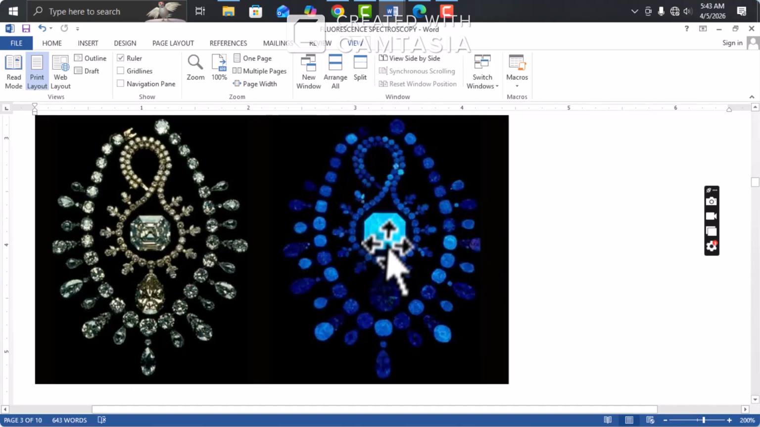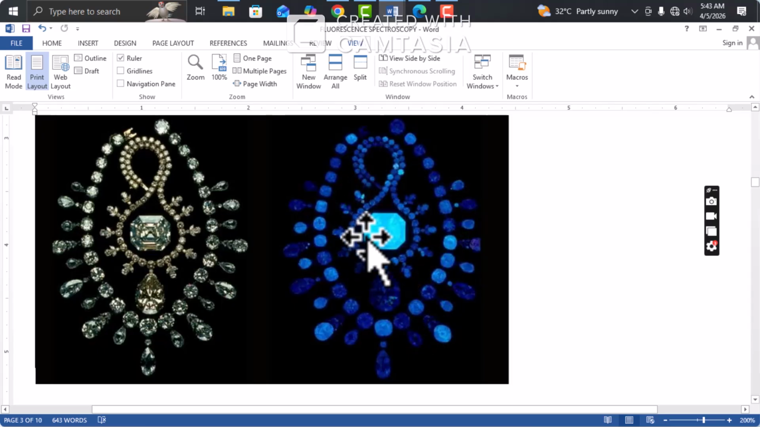So this will usually give off fluorescence. You can see the difference between the diamond under white light and the diamond under UV light. So you can see the glow. It glows blue, gives a blue fluorescence.